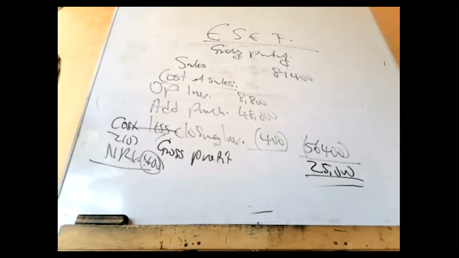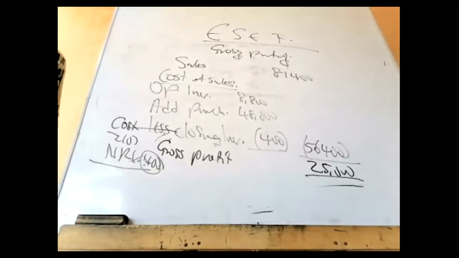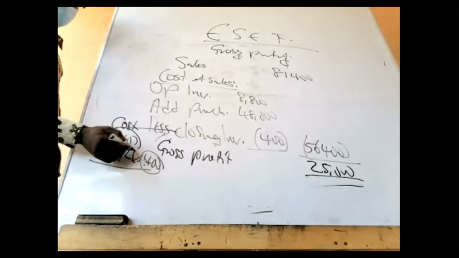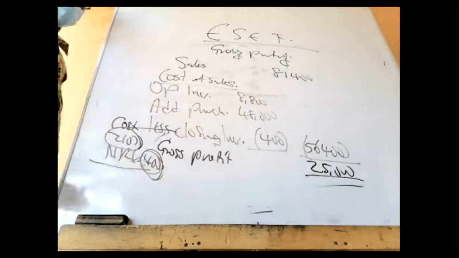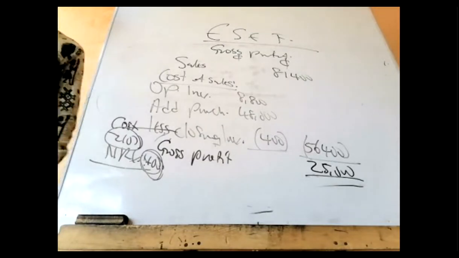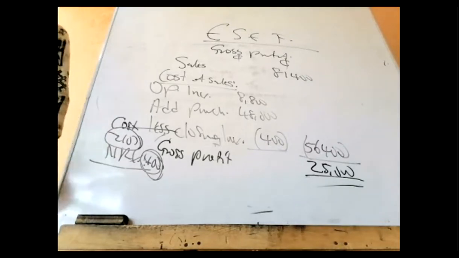Okay. Now let's look at some circumstances that may lead to a lower NRV. So you have an inventory. The cost is 2,100, but the NRV is 400. What will happen? The amount you expect to recover is lower than the cost at which you bought it. What are the circumstances that can lead to such a situation?